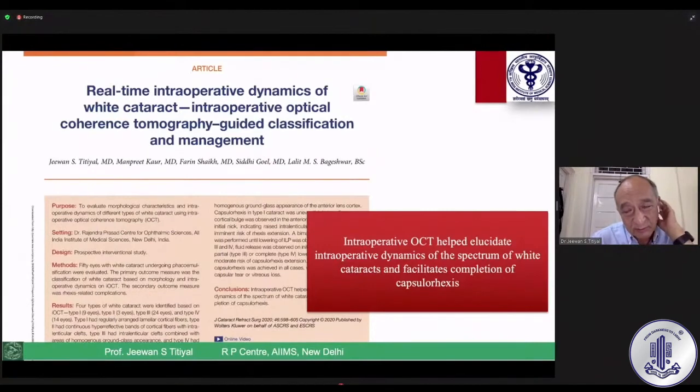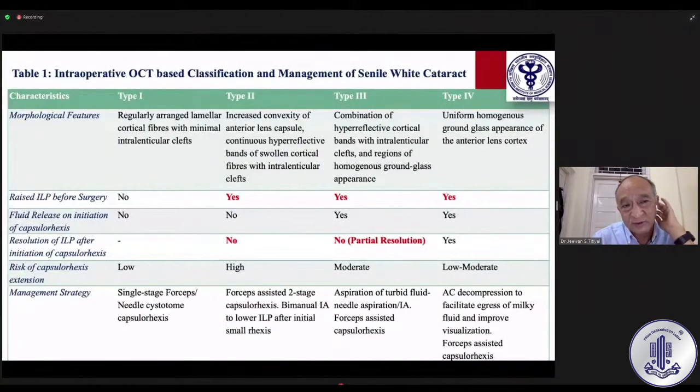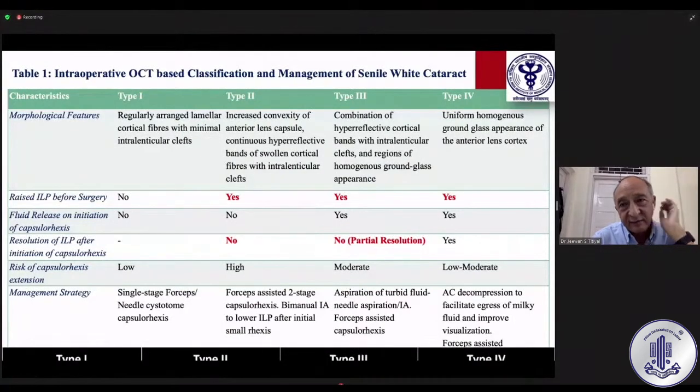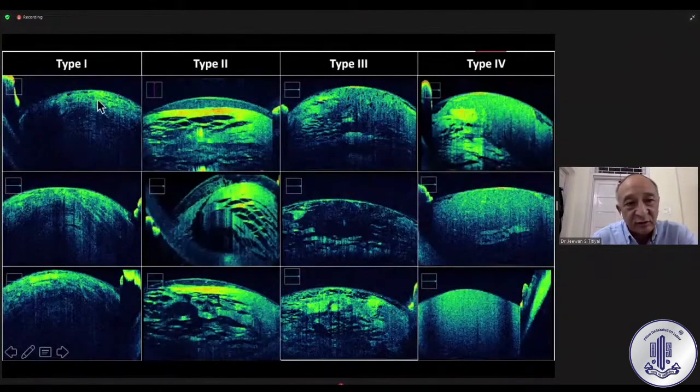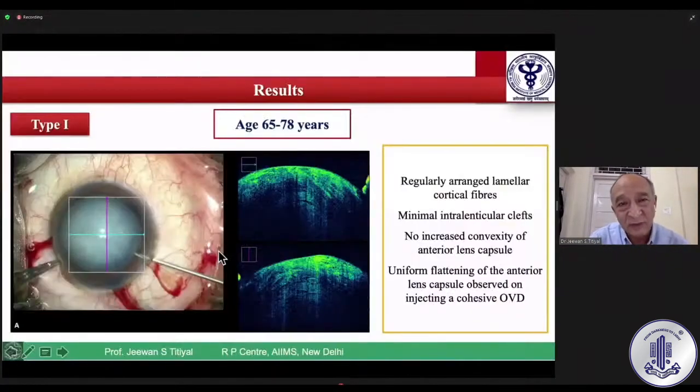The other area of work we have done is the difficult cases. This is our work in intermittent white cataracts, where we could classify the white cataracts based on an IOCT picture and change the approach as per the picture we see in these cases. So we would classify them in 4 categories. Type 1, type 2, type 3, and type 4, depending on the configuration of the anterior capsule, the cortical hydration, and clefts.